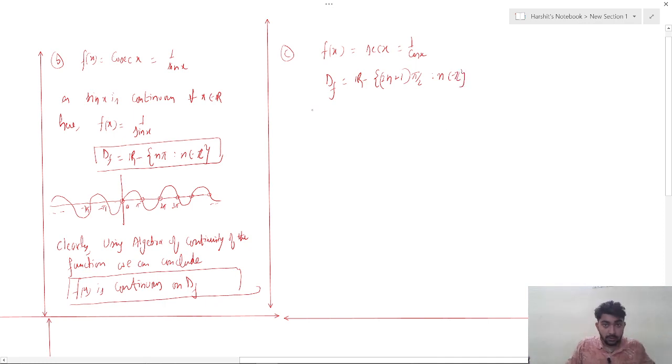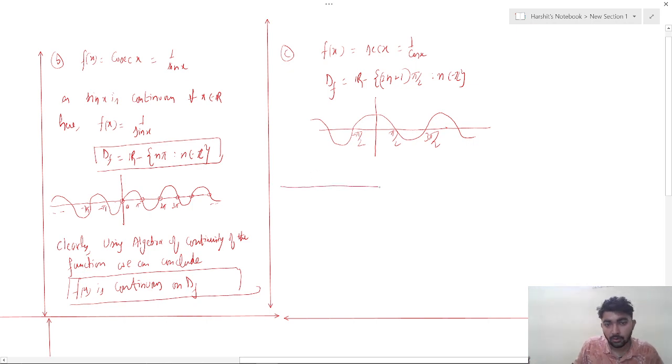Okay, so why is this so? Because you can observe that the graph of cos x is like that, and this is minus pi by 2, this is pi by 2, then it is 3 pi by 2, up to so on we have. So at pi by 2 and minus pi by 2 it is 0. So we need to remove all those elements on which cos x is 0 to define sec x. Clearly again by algebra of continuity we can conclude that this function is continuous on Df, because cos x we already proved that it is continuous. So we need to remove just only those points on which it is 0.